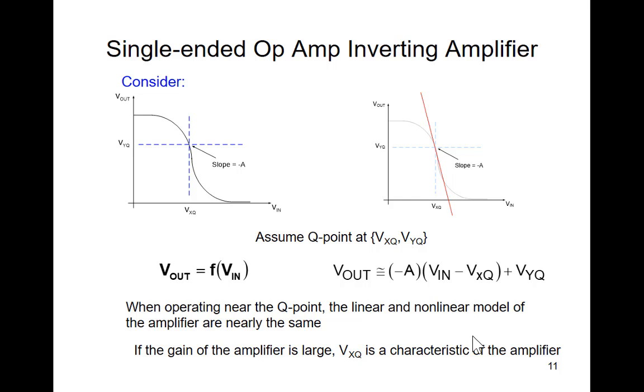When operating near the Q point, the linear and nonlinear models of the amplifier are nearly the same. If you're in this region right here, you can't see much difference between the linear model and the nonlinear model. If the gain of the amplifier is large, so that's nearly a vertical line, Vxq is the character of the amplifier, where that transition occurs.